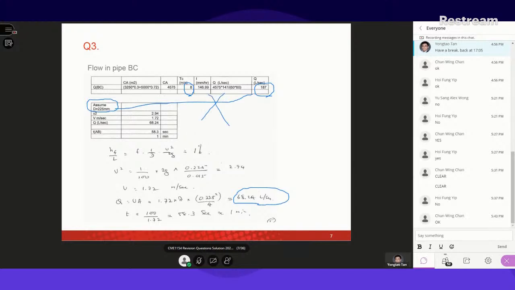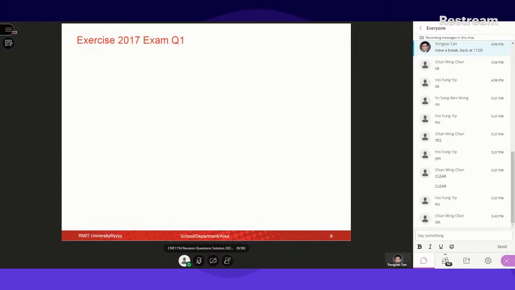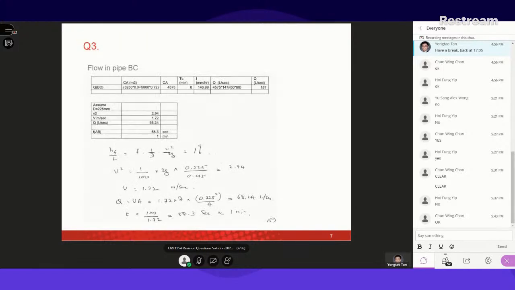Okay, so that means for pipe BC, you need to use another larger pipe size. You need to use a larger pipe size. So I think you need to use maybe 500. Okay. But this question does not require you to size the pipe BC. But if the question asks you to size the pipe BC, so you need to try another pipe size.